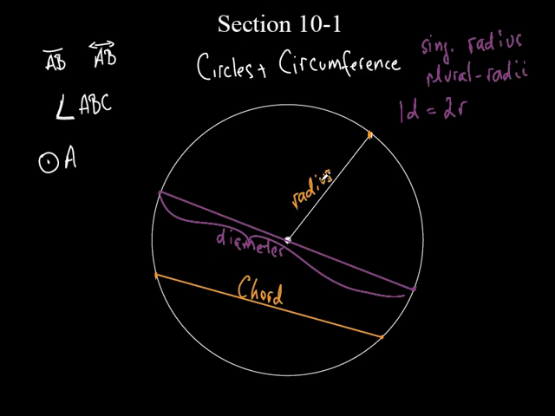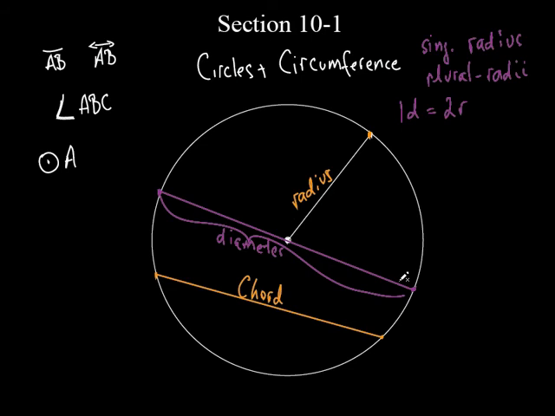So radius is not a chord. Everybody see that? The radius will never be a chord because it always hits the center of the circle, and it just goes to 1 point on the circle. Whereas a diameter goes to 2 points on the circle. Thus, it's a chord, but it does go through the center.